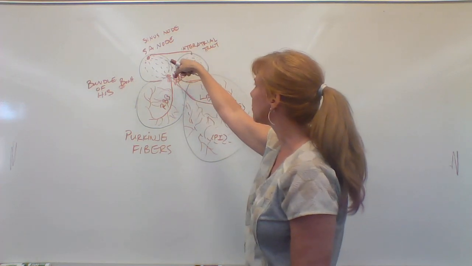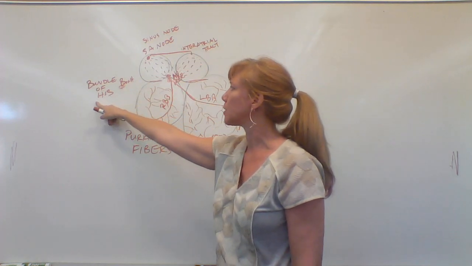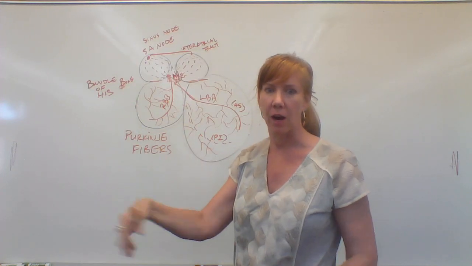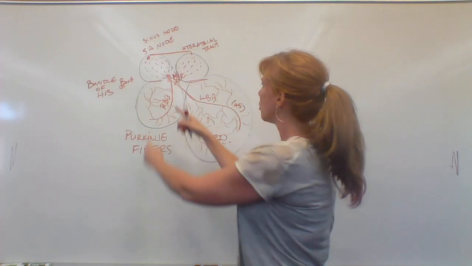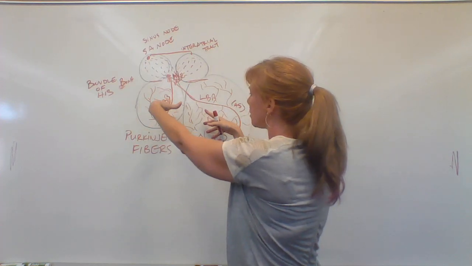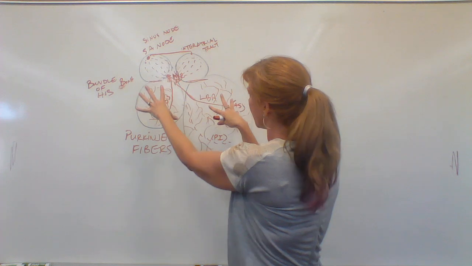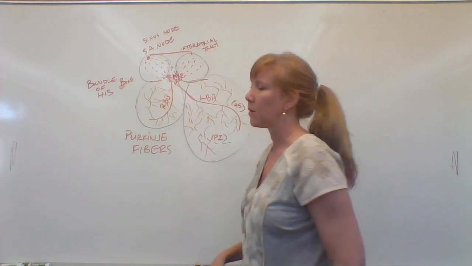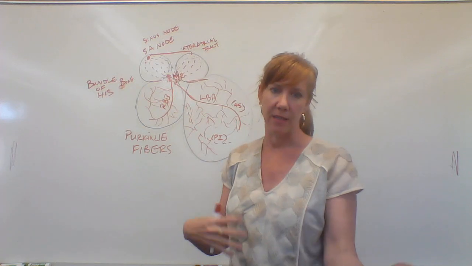Then it's going to shoot the electricity down. The bundle of His will help to accelerate it because we don't want this heartbeat taking too long. We've got to speed it up. Shoots it down the bundle branches, shoots out into the Purkinje fibers, shocks everything, then hopefully contraction occurs, and then we have a T wave that occurs, lets everything reset.